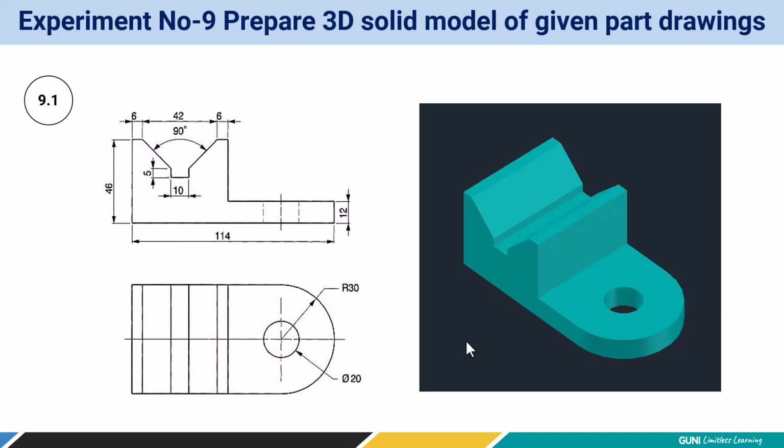In this experiment number 9, students will have to prepare a 3D solid model of a given part drawing. So this is your exercise number 9.1. Just look at the orthographic view. All the required dimensions are given to you in the front view as well as the top view. Let's switch over to AutoCAD to complete the exercise.